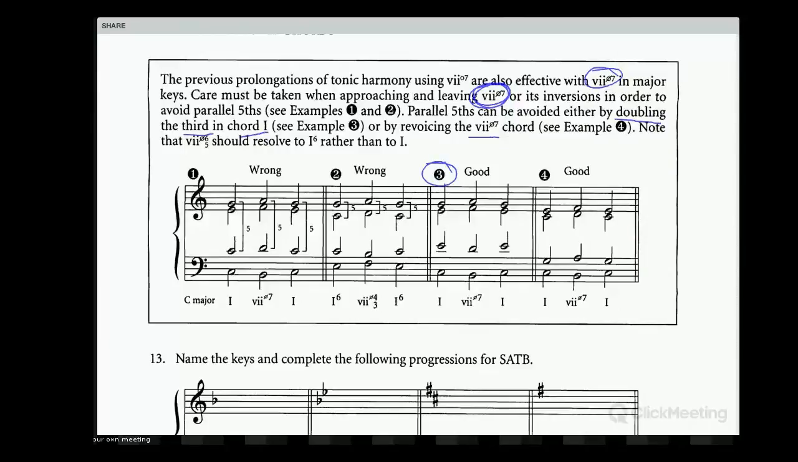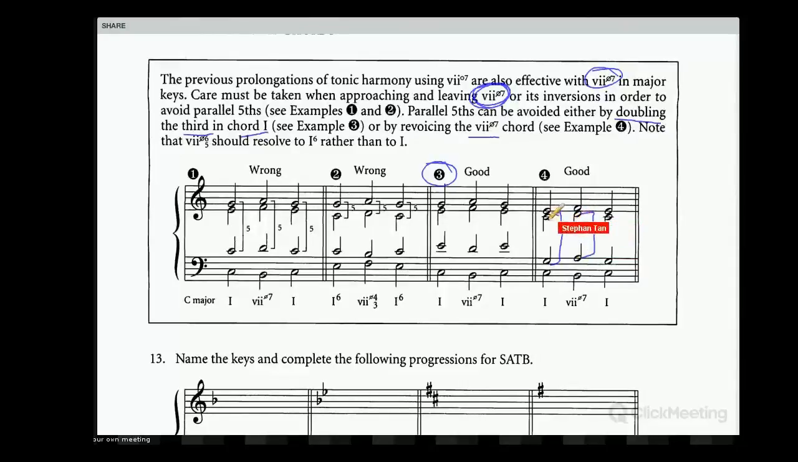Revoicing it. What they mean by that is just making sure that you adjust the notes to avoid that parallel fifth. C to G is a fourth, and it's moving to D to A. If those two notes were flipped around, G at the bottom to C is a fourth. A at the bottom to D is a fourth as well.